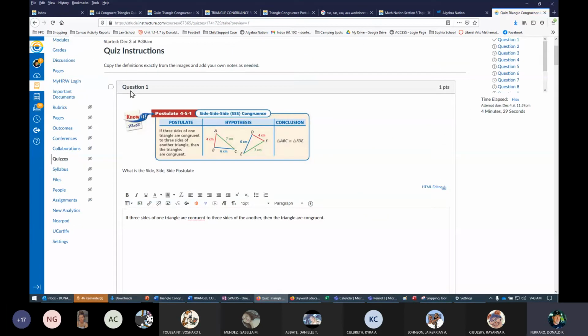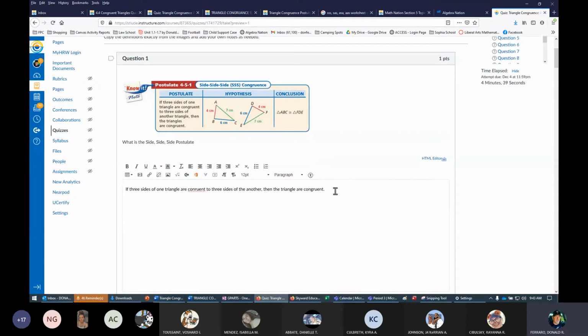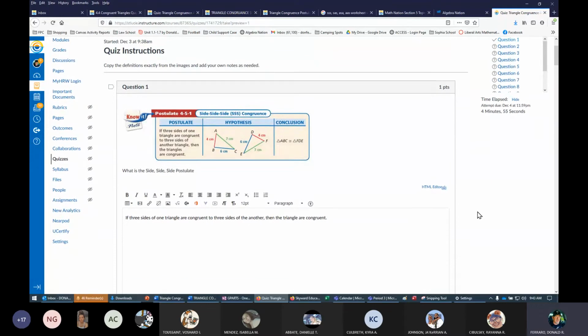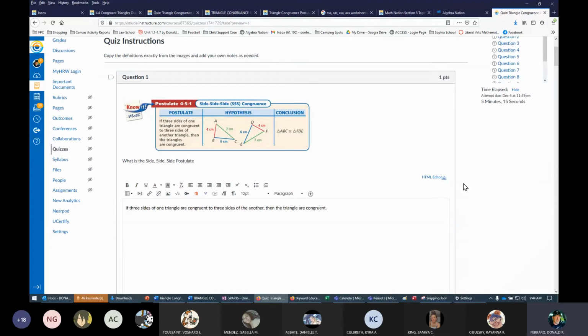Now, Randall, when you open this up, you're going to see question one, all right? You're just going to take this information right here in the postulate and type that into the notes section, the essay portion right in here. This is a guided practice, and it will be graded. You don't have to type perfectly, your spelling doesn't have to be perfect, but make sure you type that in. So that's the first one, side-side-side congruence: if three sides of one triangle are congruent to three sides of another, then the triangles are congruent.